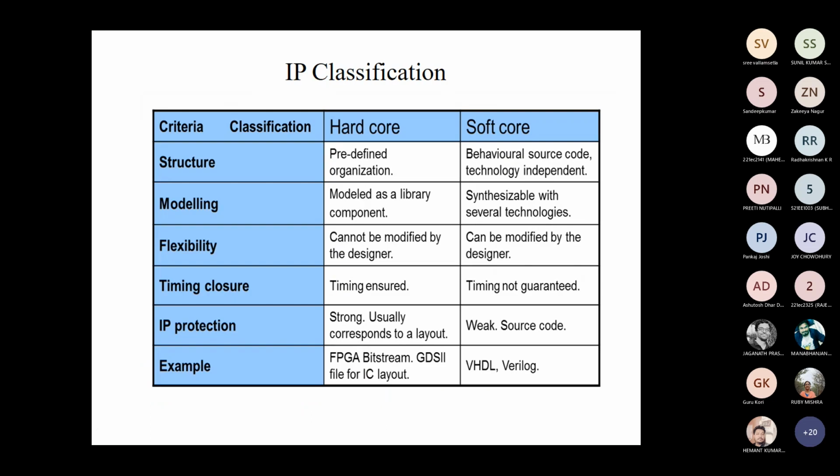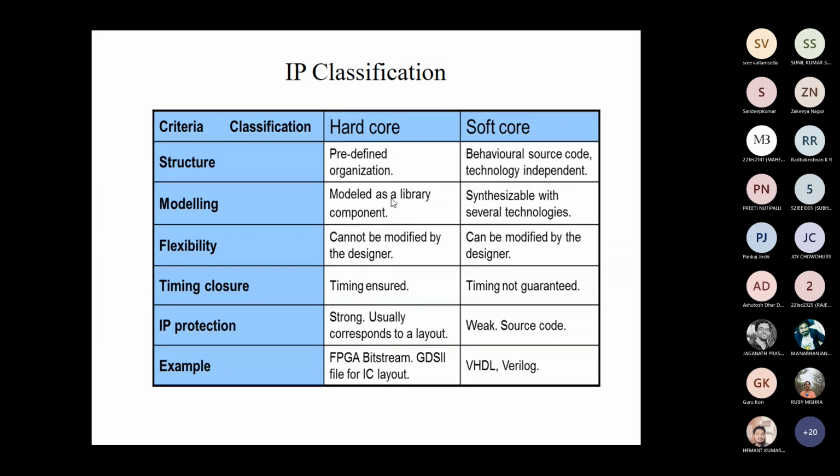Now coming to this IC classification, if you look at this one, we said hardcore and softcore, we are trying to make a difference between them and then identify, as regards the hardware security aspects, which one is better. Then if you look at structure, in every place you'll find that the hardcore is better compared to the softcore. Here we say predefined organization and behavioral source code. So this is becoming technologically independent. So this is becoming a predefined organization.